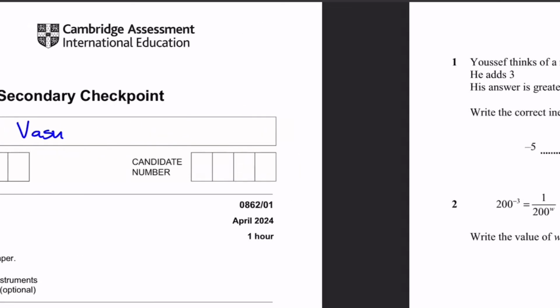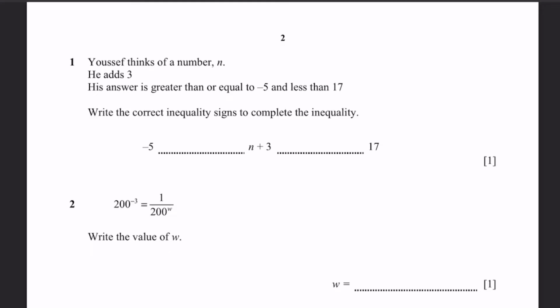Let's start. Question 1. Yusuf thinks of a number n. He adds 3. His answer is greater than or equal to minus 5 and less than 17. Write the correct inequality signs to complete the inequality.